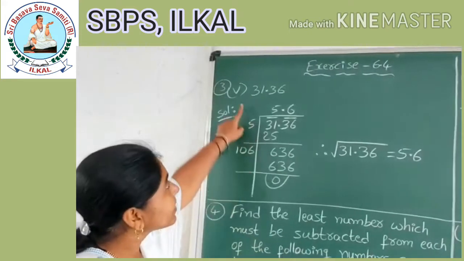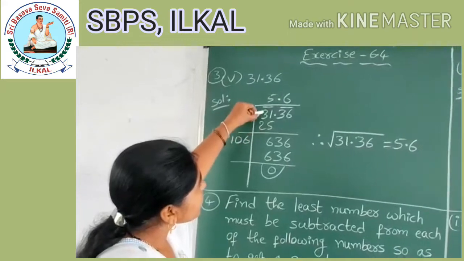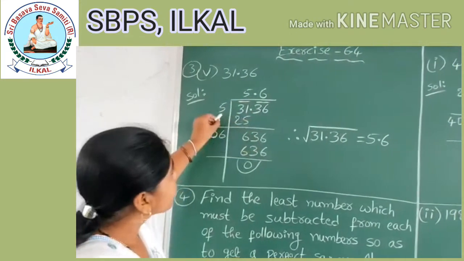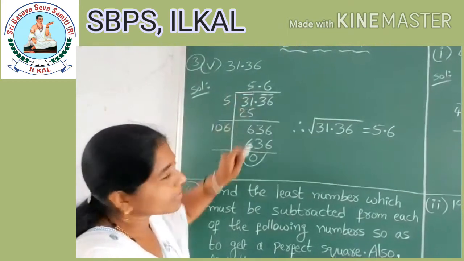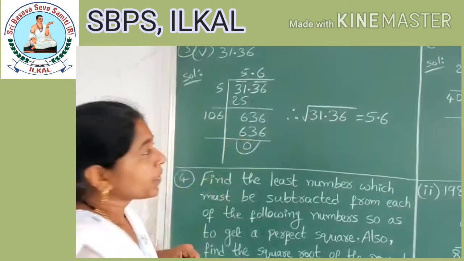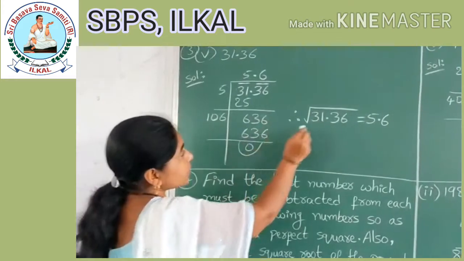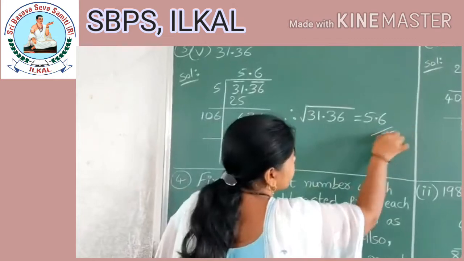Next one, children, 31.36. Here 5 fives are 25. 31 minus 25 gives 6. Next two digits we have to consider. 5 plus 5 is 10. For the next square number I consider 6 sixes are 36. 10 sixes are 60 plus 3 is 63. Okay, 636 minus 636 gives 0. Therefore, the square root of 31.36 is equal to 5.6.